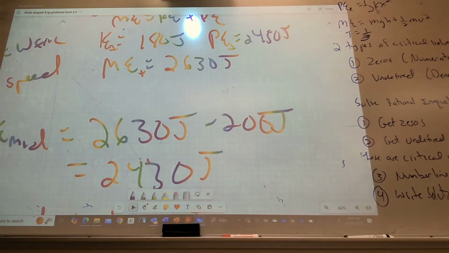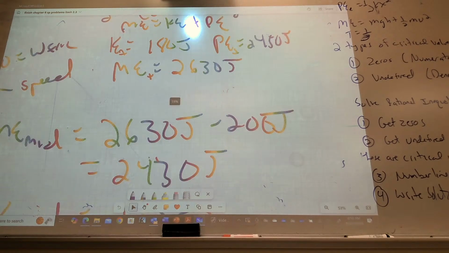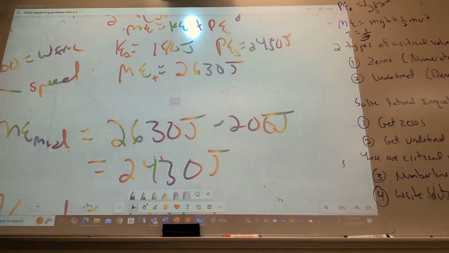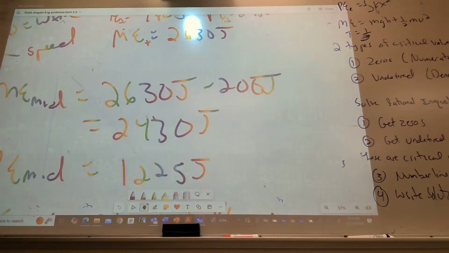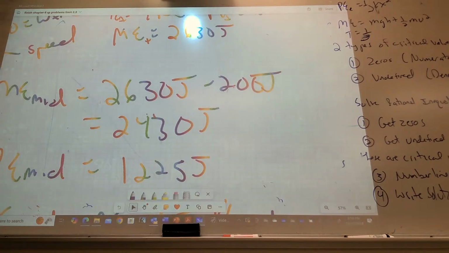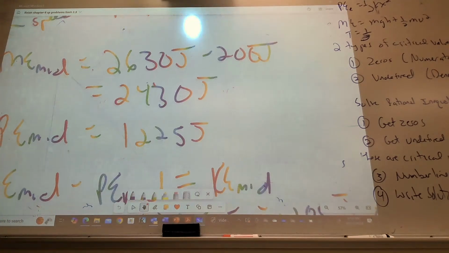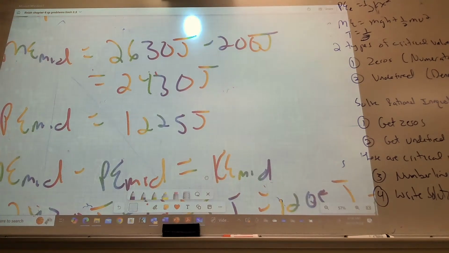Potential energy in the middle. Samuel? I got 1,225. Right, it's just half what it is at the top. So our kinetic energy in the middle is the mechanical energy in the middle minus the potential energy in the middle. Okay, so we're just taking what we got from mechanical energy in the middle, subtracting out the potential energy in the middle to get the kinetic energy in the middle.